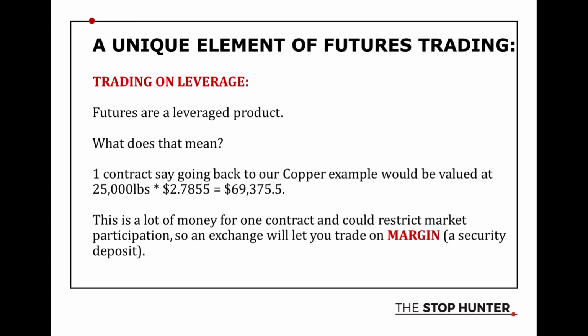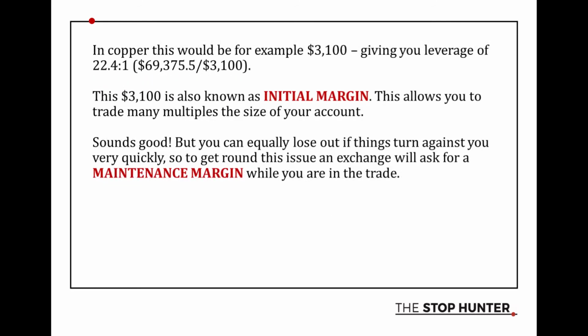So what the exchange lets you do is trade on something called margin. Now imagine that as a security deposit against the full value of the one contract of copper. So we're going to be paying a percentage, a small amount of that, as margin to give us access into that one lot of copper. So for argument's sake, let's say that margin was 3,100. Now if we divide that into the value of the one contract, which is $69,375, that gives us a ratio of 22.4 to 1.